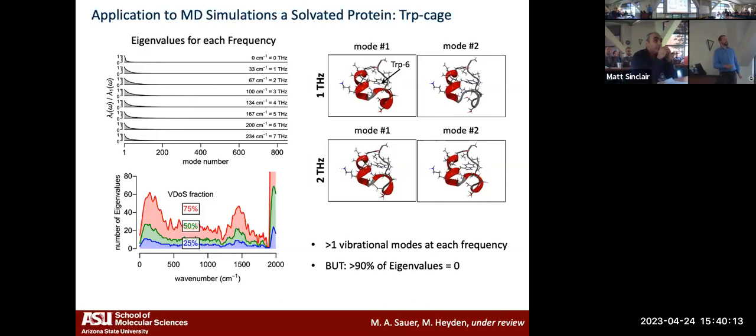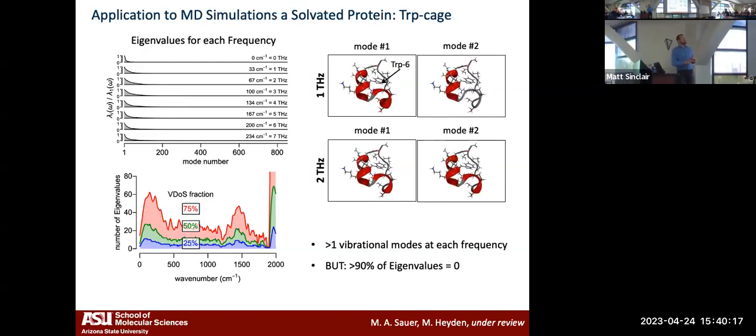So you can now look at the vibrational spectrum of this protein, and for every frequency, it tells you these are the eigenvalues that belong to the corresponding eigenvectors. I can show you all of them, but here are just a few examples for 1 terahertz and for 2 terahertz. These are the vibrational modes that contribute to the spectrum at that frequency. And it's not just one mode at every frequency. This is the harmonic picture, which doesn't really apply here. Even for proteins, you have many vibrational modes that have very similar frequencies, which is actually a problem.